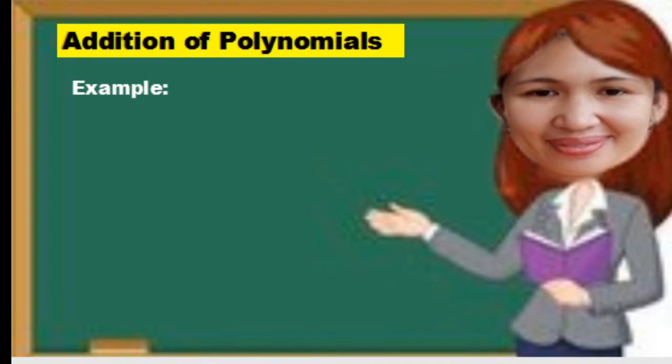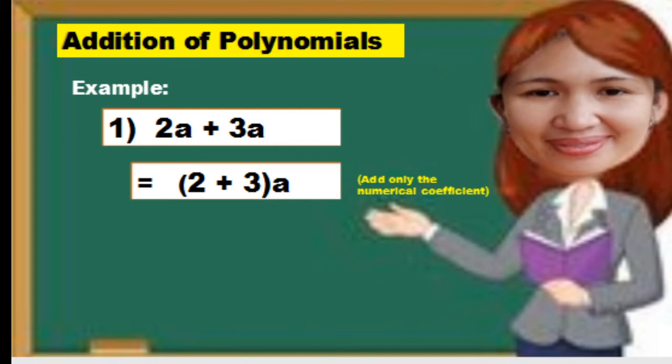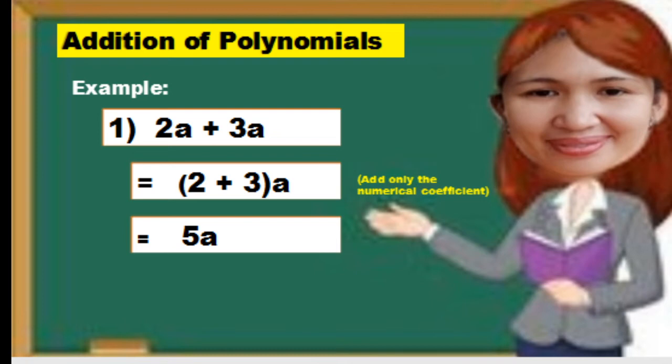For adding all polynomials, let's have an example. 2a plus 3a. Take a look. Are these two terms like terms? Yes. Okay, so what will we do? If they have the same literal coefficient with the same exponent, we will just add only the numerical coefficients. So the numerical coefficients of 2a and 3a are 2 and 3. Combine them, so 2 plus 3, we have 5, then affix a. That's the sum of 2a plus 3a.